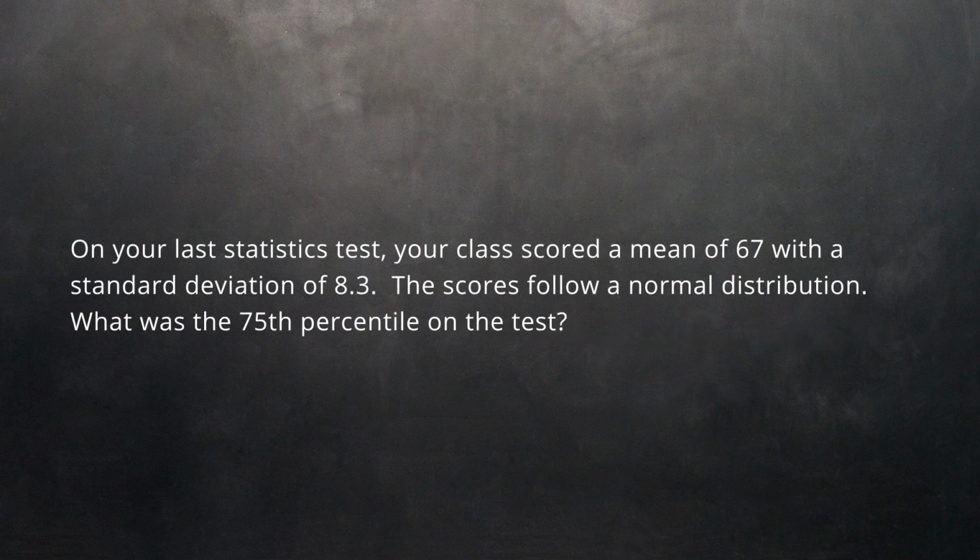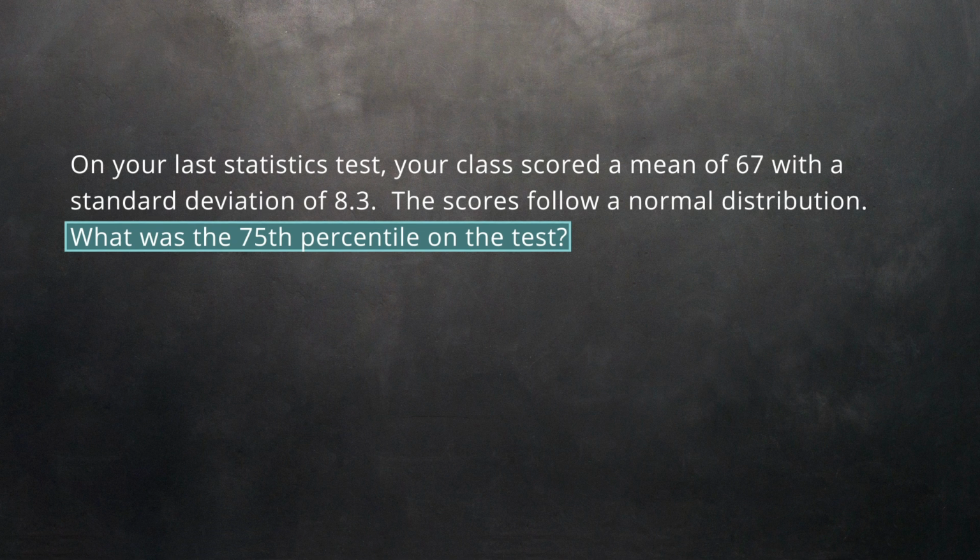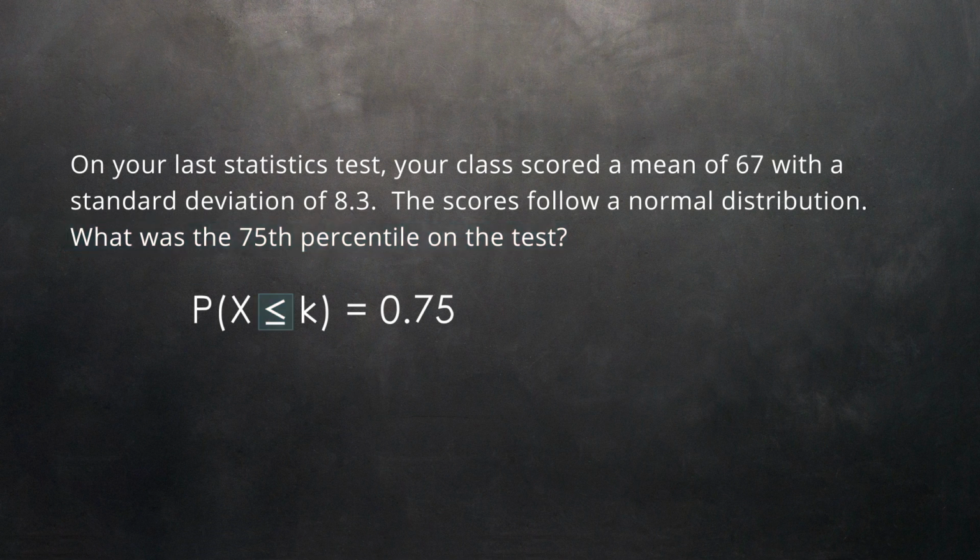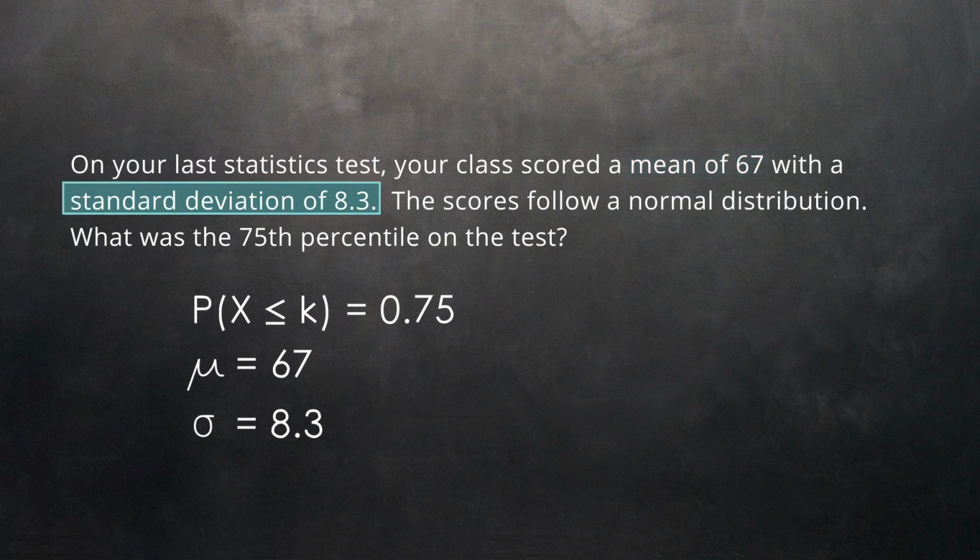On your last statistics test, your class scored a mean of 67, with a standard deviation of 8.3. The scores follow a normal distribution. What was the 75th percentile on the test? In other words, what score on the test has 75% of the data at or below it? Using probability notation, this is saying that the probability of x being less than or equal to some unknown value k is equal to 0.75. We also know that the mean is 67, and the standard deviation is 8.3.